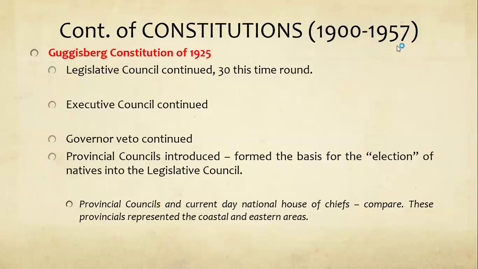Another radical change introduced by the 1925 Constitution was what we call the elective principle. Elective principle was introduced into the Legislative Council. So the 3 representatives from the various municipalities were directly elected, and those of the province or the colony were indirectly elected.